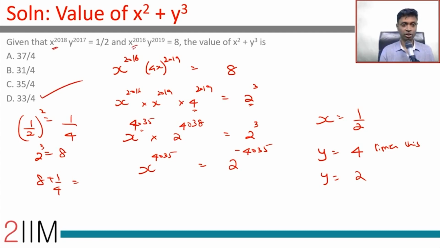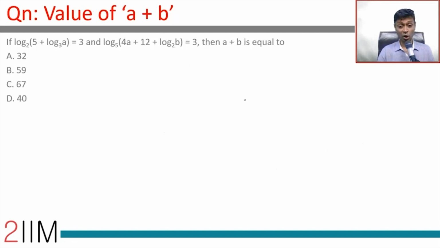X bar 2016 is positive. So y has to be positive. But x could have been technically plus half or minus half. Remember, we're not dealing with x, we're dealing with x square, so it doesn't really matter. This will continue. This is a and b and log this, and we want to find a plus b. It's a seemingly tough question, but it's not so. This is a very simple, very nice question.